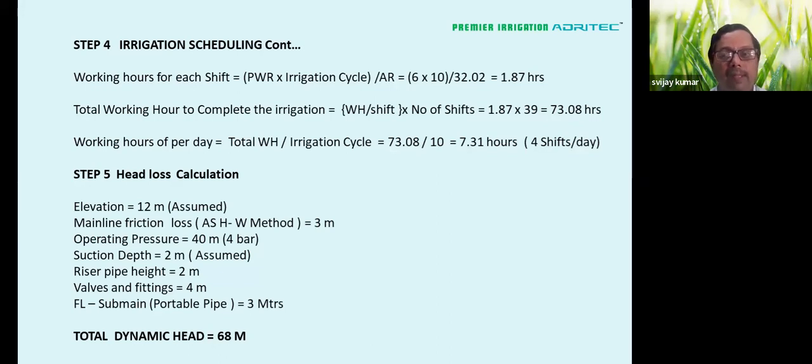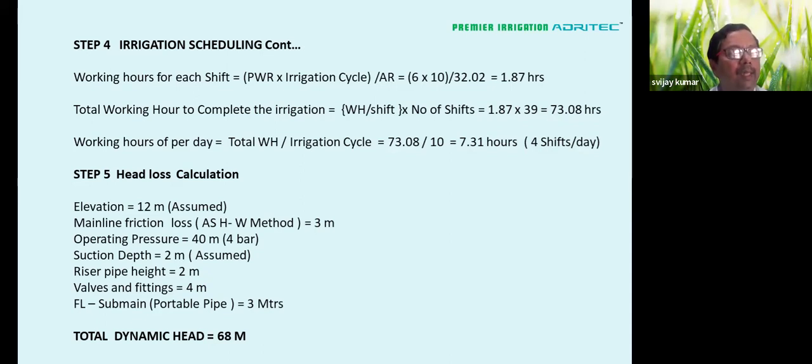Since we have a 10-day cycle, per day 73 divided by 10 days gives 7.3 hours. That means roughly 2 hours per shift, so 4 shifts: 4 positions of the sprinkler will get covered in the time period of 8 hours. After that you shift it like this, and in 10 days, with every 4 shifts, the entire area is going to get covered.